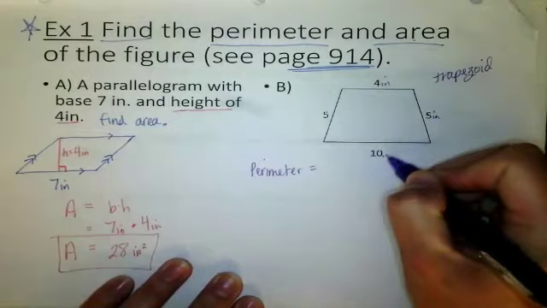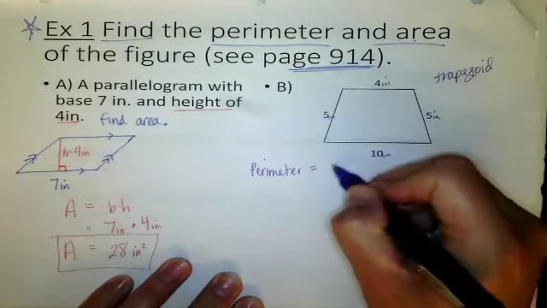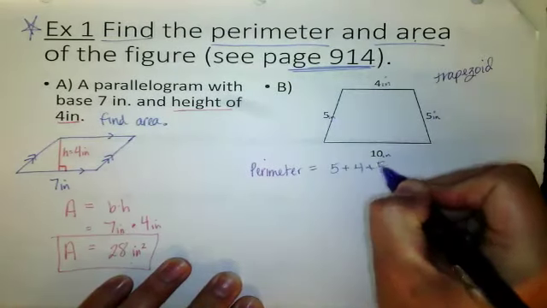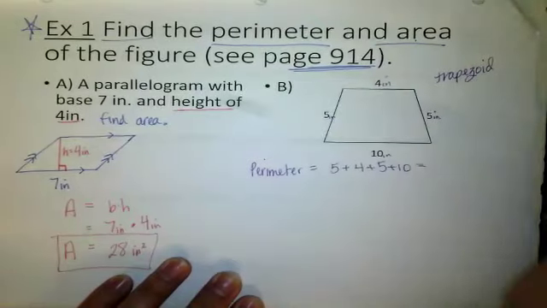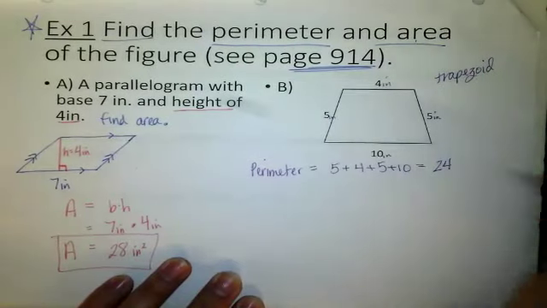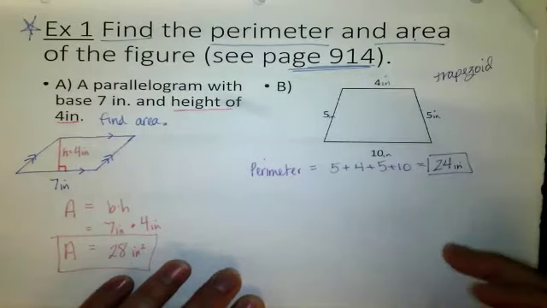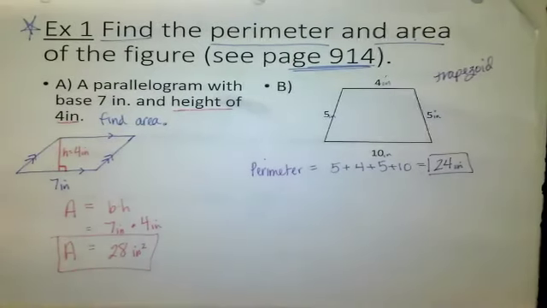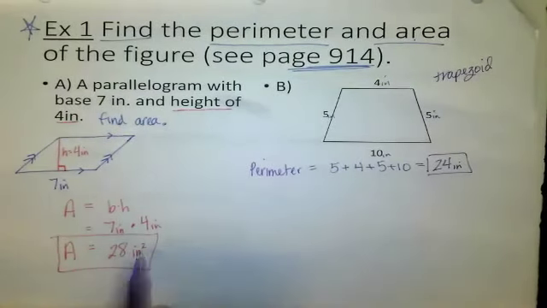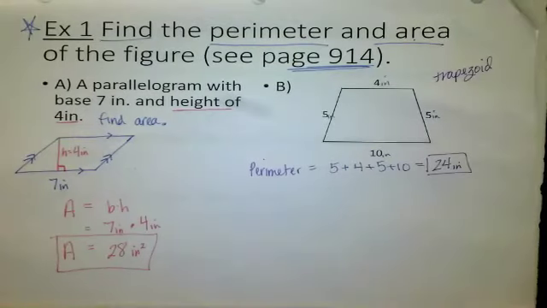Add them up, sure. So all of these are inches, so we would just say 5 plus 4 plus 5 plus 10, and what would that give us? 24. What are the units on that? Just inches. These are length units, and length units are just inches, feet, meters. Area units get the squared, okay?